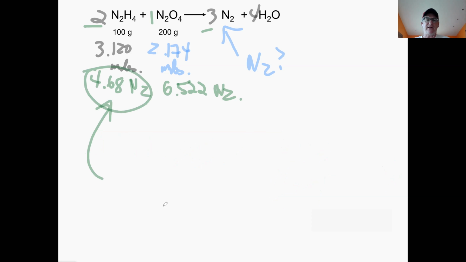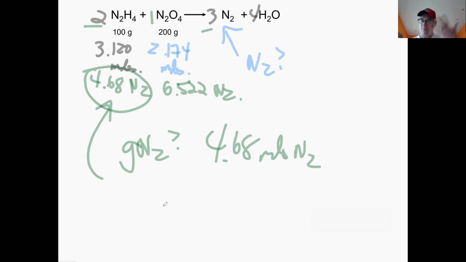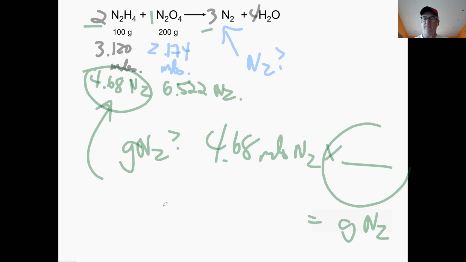So if the question was how many grams of N2, we just take our 4.68 moles of N2. We just do a moles to grams conversion. So what do we put in? I want to be left with grams of N2. What do I multiply my moles by to give me grams? 28.014 grams per mole.